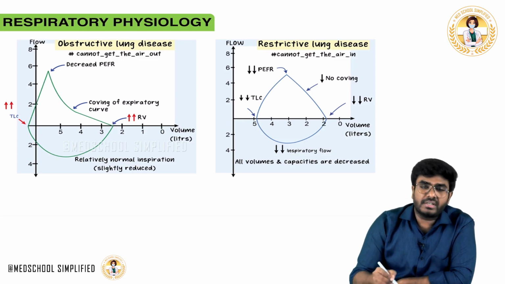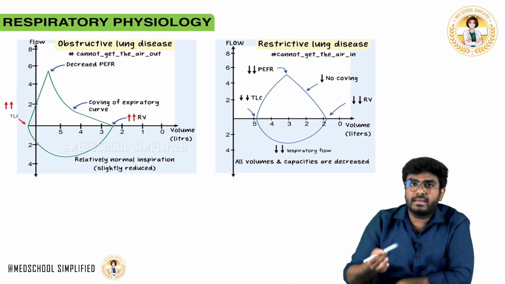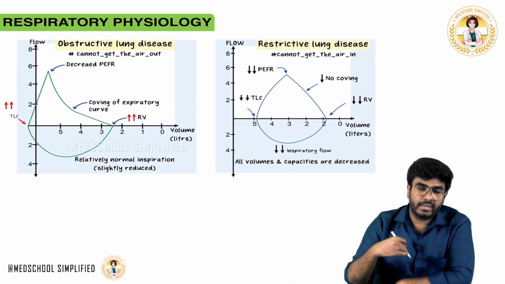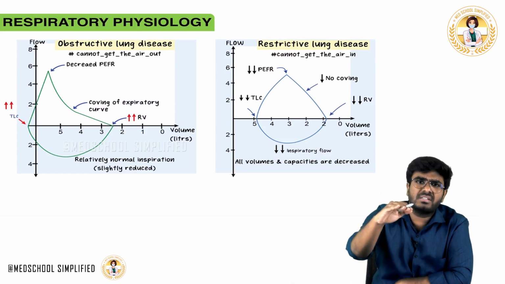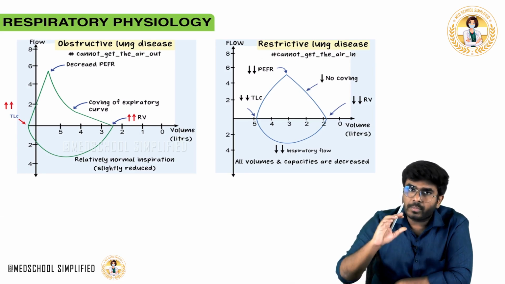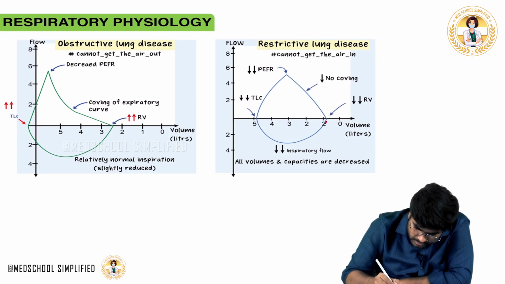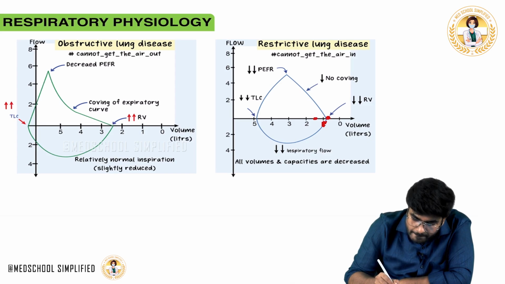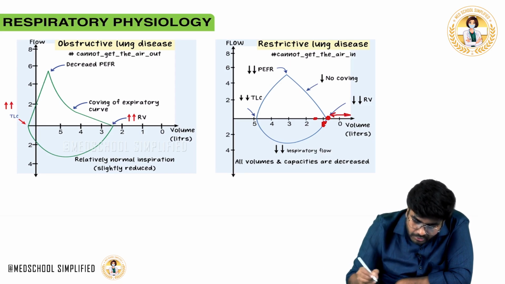Now let's talk about restrictive lung disease, guys. We know in restrictive lung diseases, the main problem is he cannot get the air in: fibrotic alveoli, small lungs. When the lungs are getting smaller, automatically residual volume decreases, total lung capacity decreases, all the volumes and capacities will come down. So what is happening to the residual volume? Residual volume is now getting smaller. I should say there should be one small mistake here. Now instead of starting at 1.2 liters, inspiration is starting from 0.8 liters, 800 ml. So residual volume is decreased in restrictive lung diseases.